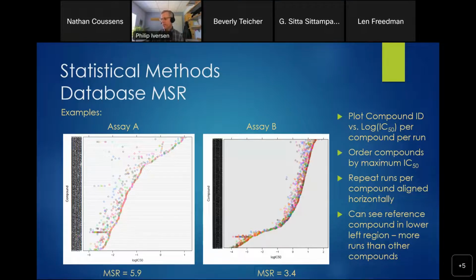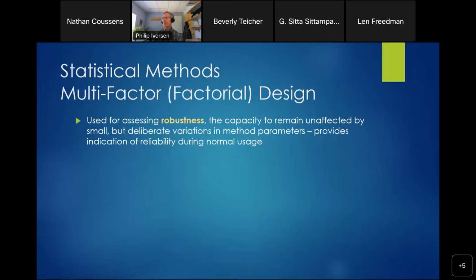Here the overall MSRs are shown below. So 5.9 on the left, 3.4 on the right. So the assay on the right is a tighter assay. But let me keep going here.